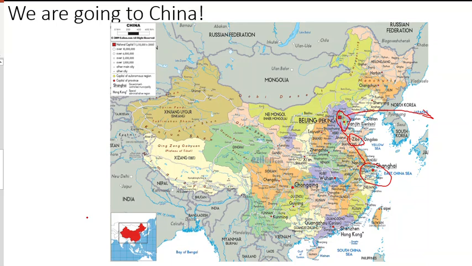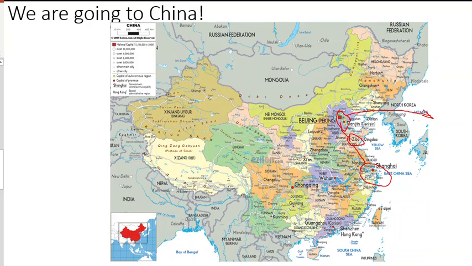The east half of the United States and the east half of China are the most developed regions in both countries. So we're going to spend a lot of time discussing what China's business and economics look like, especially in the eastern region where we're going to visit in China.